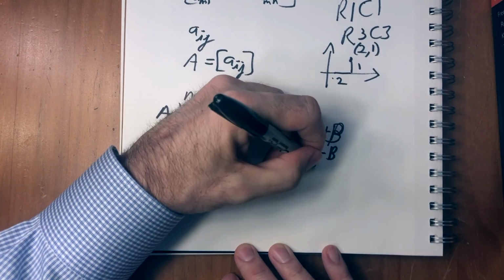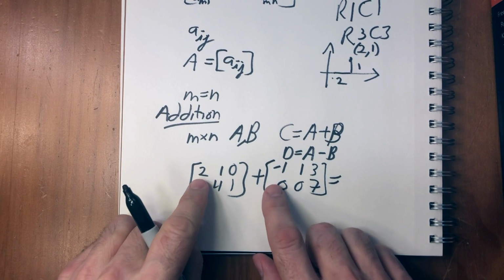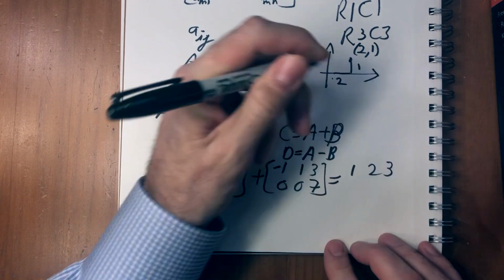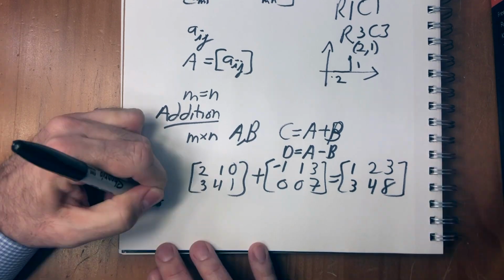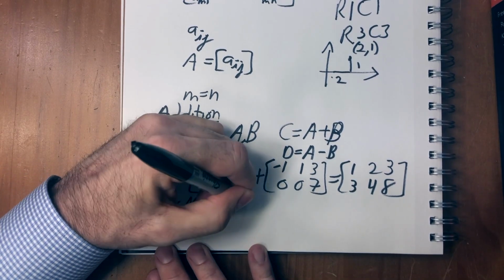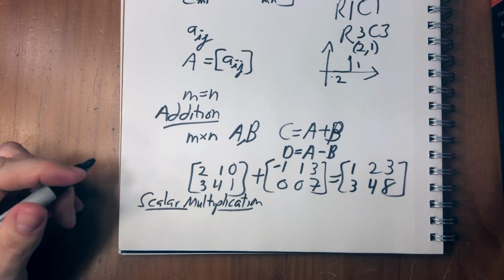So for example, if we had these two, all you do is you add them one by one. So that's 1, 2, 3, and then 3, 4, 8. Okay, easy. Scalar multiplication is also the same as with vectors.